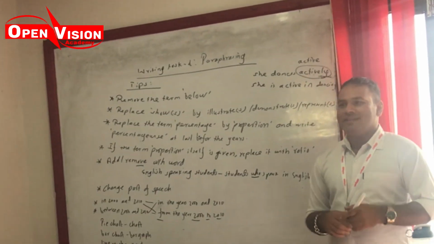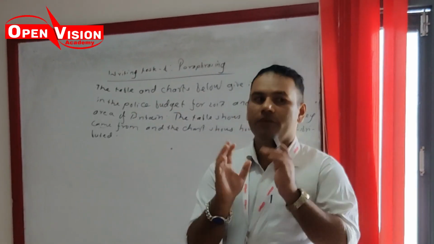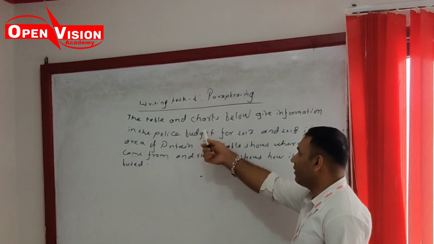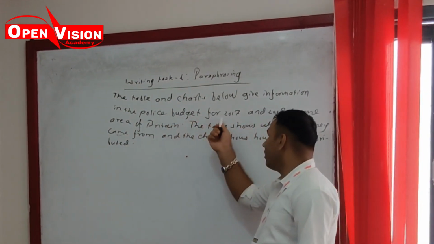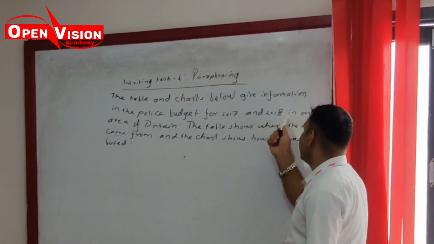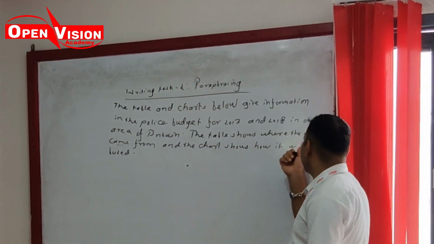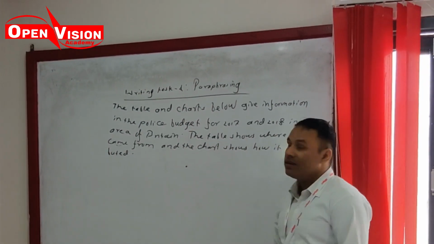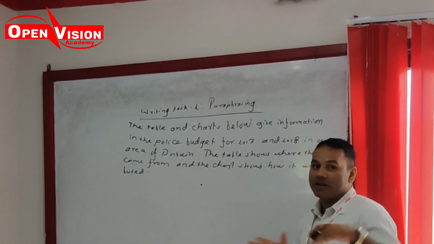Now let me give one example to you. This is the question to paraphrase: The table and chart below give information on the police budget for 2017 and 18 in one area of Britain. The table shows where the money came from and the chart shows how it was distributed. Now you have to paraphrase according to the tips.